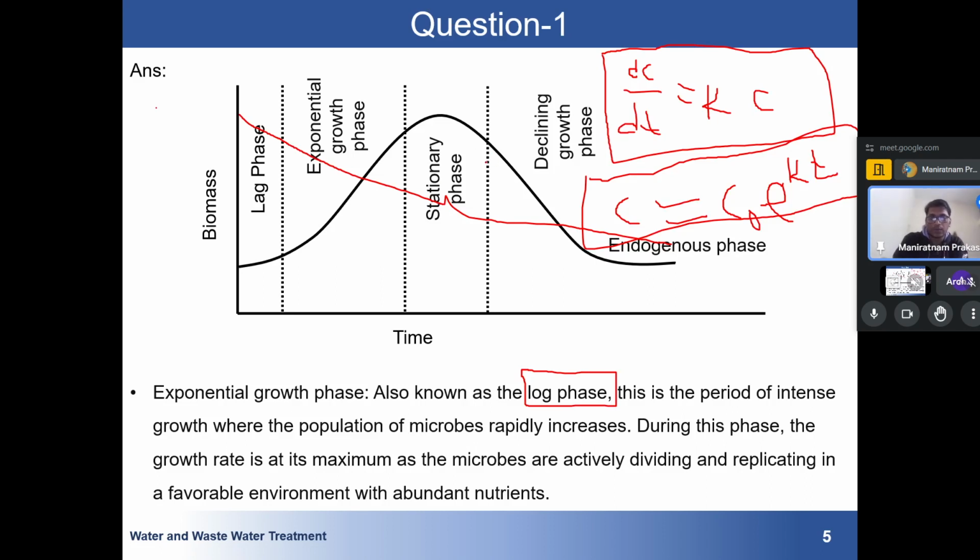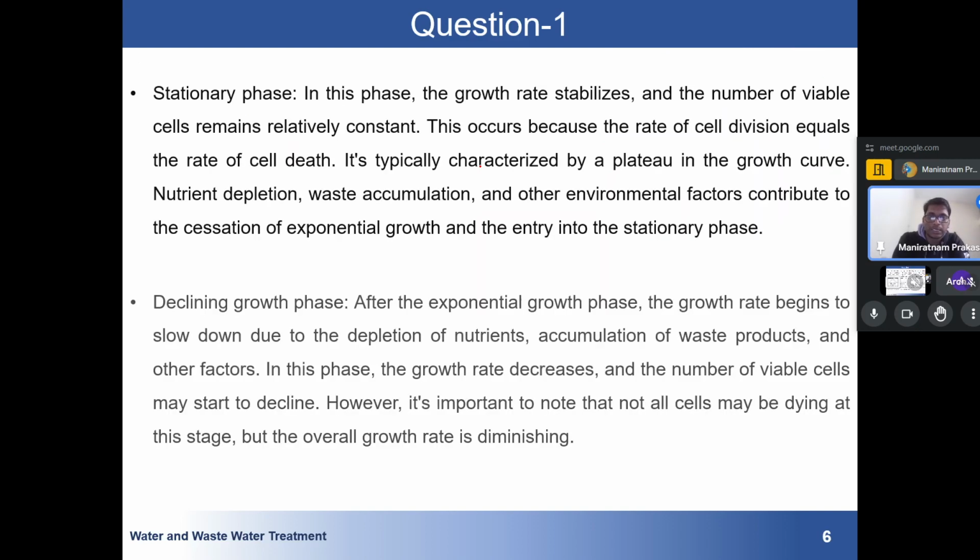And now, at the same time, the food is less as compared to what was initially present. There is no food available for further growth, or for the particular population that is required. So the population will start decreasing, or the number of microbes present in the system will start decreasing. That is known as the declining phase.